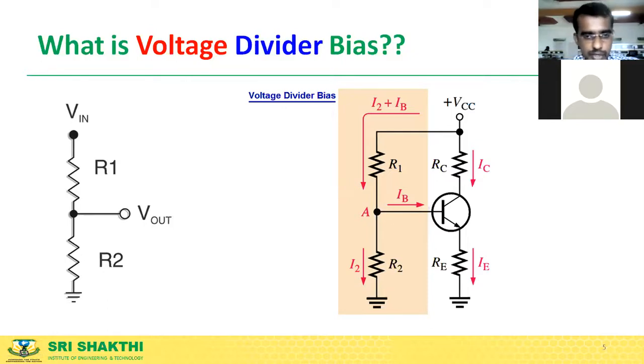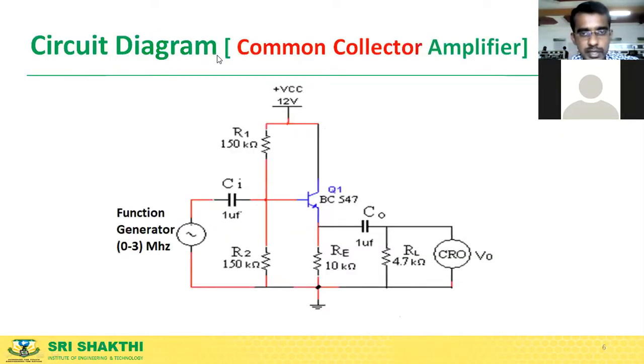Our actual circuit here is a common collector amplifier. This is the circuit diagram. How do I call it a common collector amplifier? Because the collector is common between input and output. When you look at it suddenly, it seems like the emitter is common. No, it is not. It is actually the collector that is common to output and input through VCC. In other words, the circuit is called an emitter follower. We'll see why it is called an emitter follower.